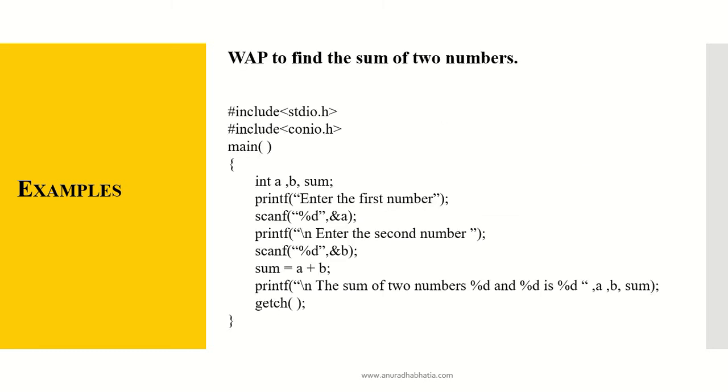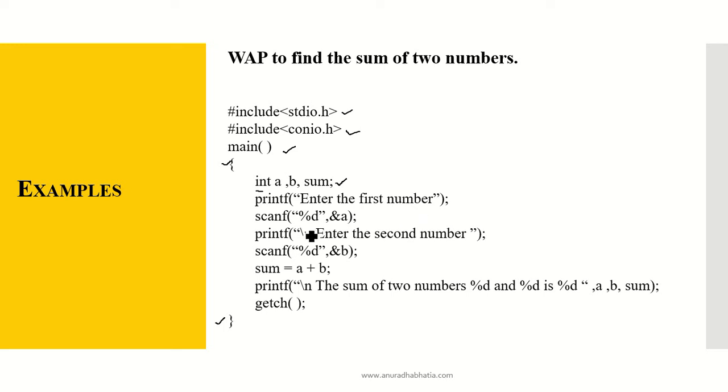Now this is another program: write a program to find the sum of two numbers. Standard input output header file stdio.h, conio.h, main. This is the start of the curly brace and the end of the curly brace, which symbolizes that whatever statements are written inside are executable. int a, b, and sum. So this is a variable declaration. All three are of type integer.